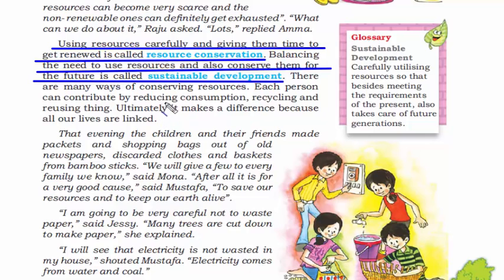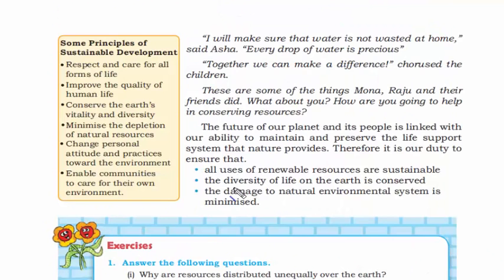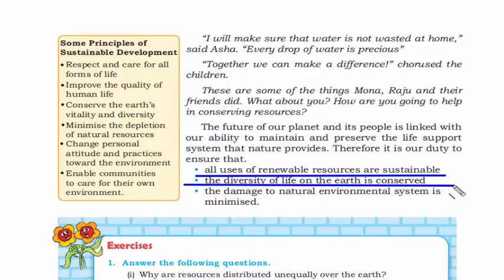Some of the ways of conserving resources are recycling and reusing things. In order to protect our environment, some of our duties are to use renewable resources which are sustainable. We also need to conserve the diversity of life, that is, protect the endangered species. We also need to cause minimal damage to the natural environment system, like less cutting of trees. We need to prevent soil erosion as well. These are the things that can ensure that we can maintain and preserve the life support system that nature provides. So with this, we have come to an end of this chapter.